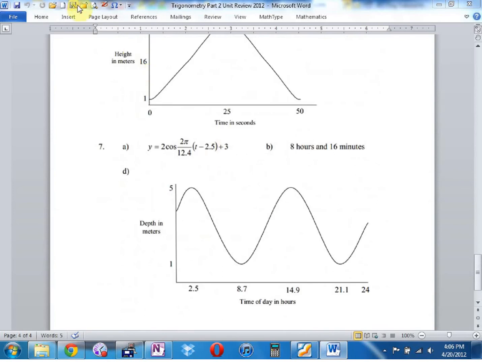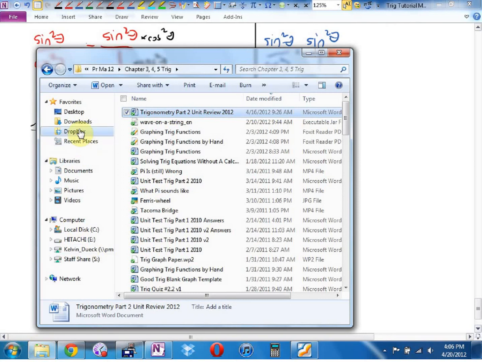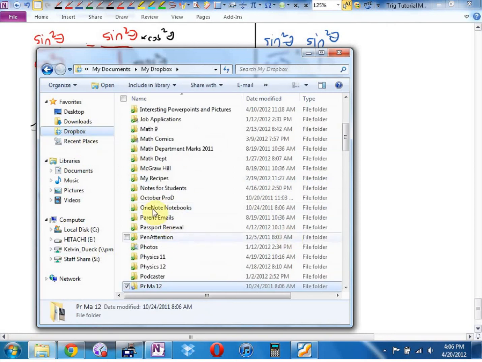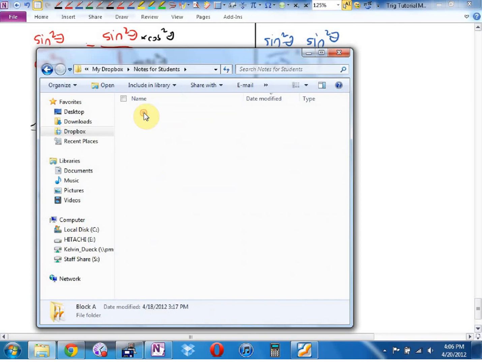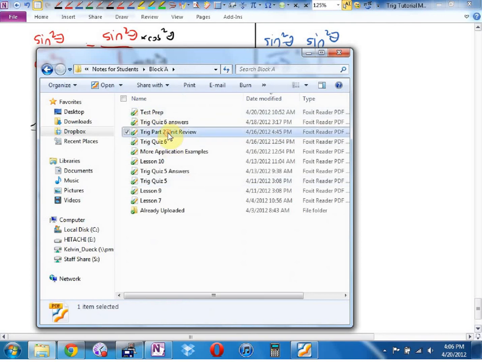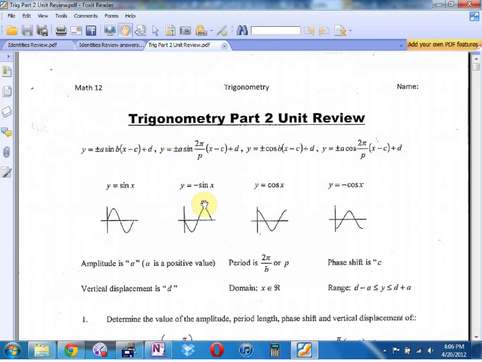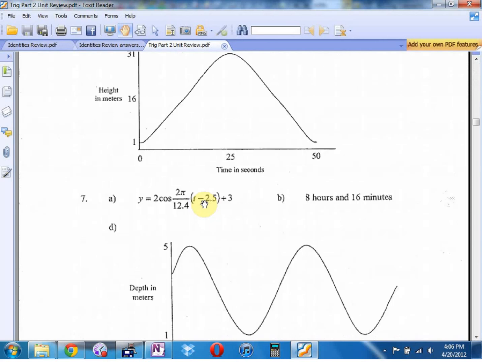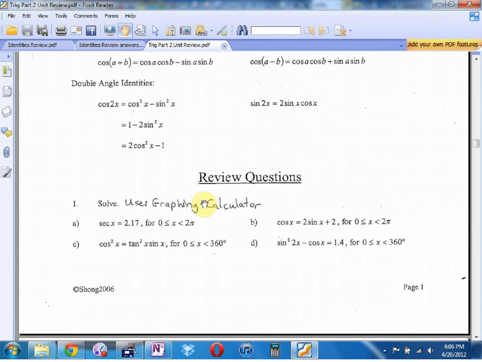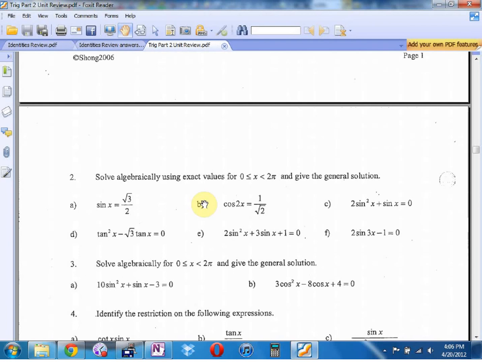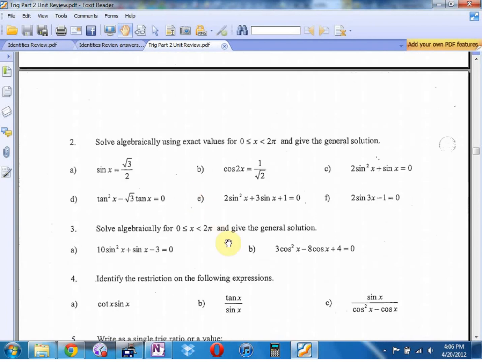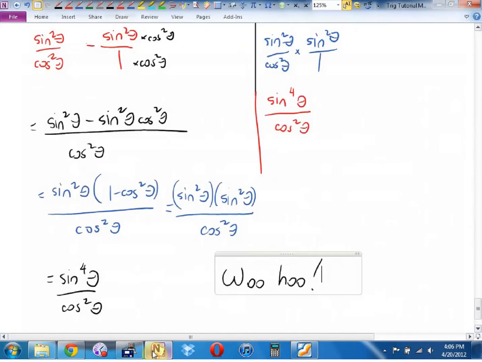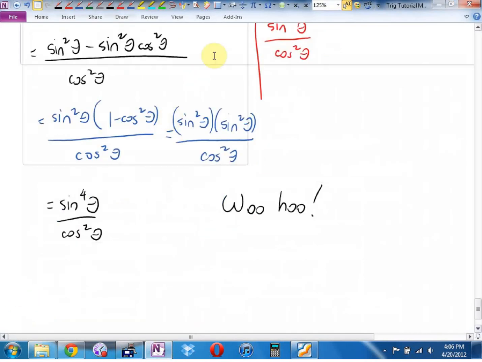Oh, okay, this isn't quite the review that I gave you guys. Let me go find the actual copy, which is going to be under Notes for Students, Block A. Here? What number? 2C? Okay. Totally fair game. In fact, I may like that question.